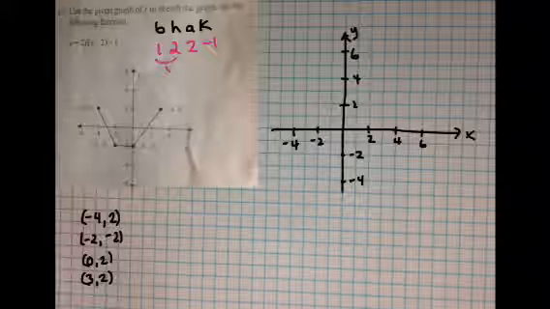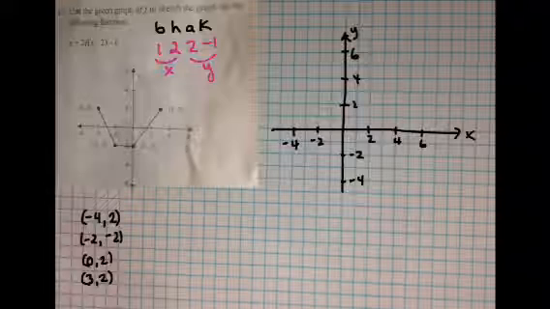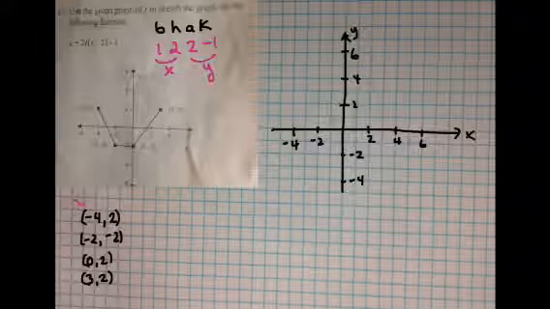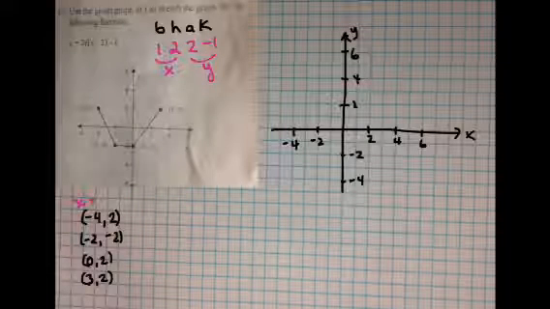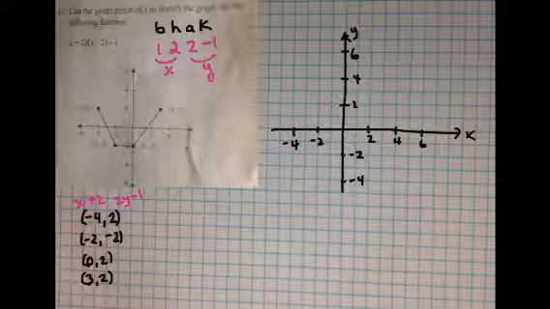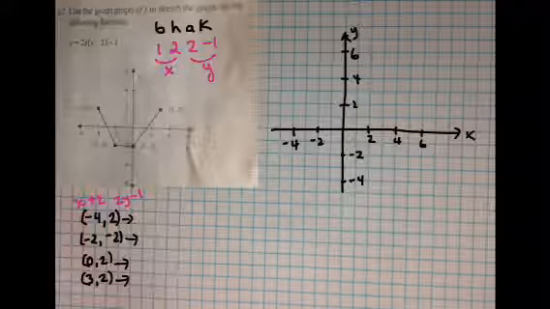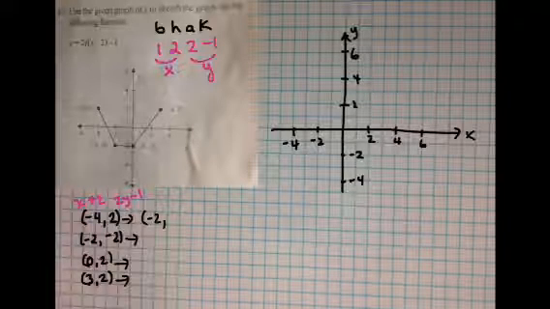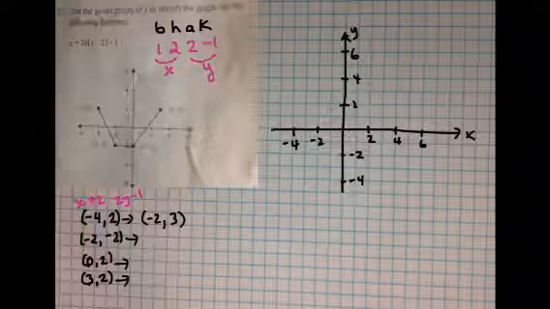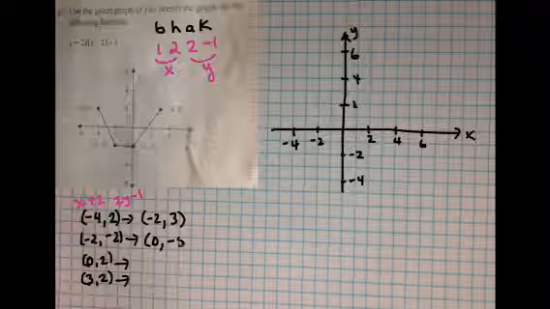Remember, these affect the x, these affect the y. I already listed the points down here that are marked on your graph. So you're going to do x plus 2 and 2y minus 1. Let's transform the points. These 4 points become negative 4 plus 2, that's negative 2. Then 2 times 2 is 4 minus 1 is 3. Then negative 2 plus 2 is 0. And then 2 times negative 2 is negative 4 minus 1 is negative 5.